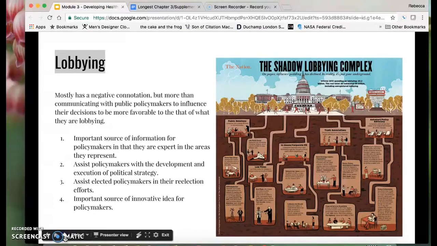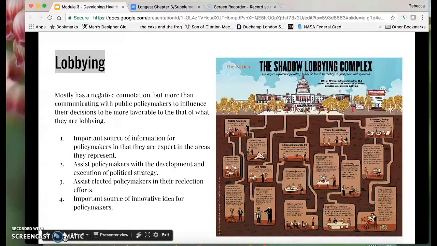The first tactic that we're going to talk about is lobbying. I found a really nice picture that breaks down lobbying in different sectors, but mostly lobbying has had a negative connotation. But it's more than just communicating with policymakers to influence them to make decisions more favorable to that of what they're lobbying.